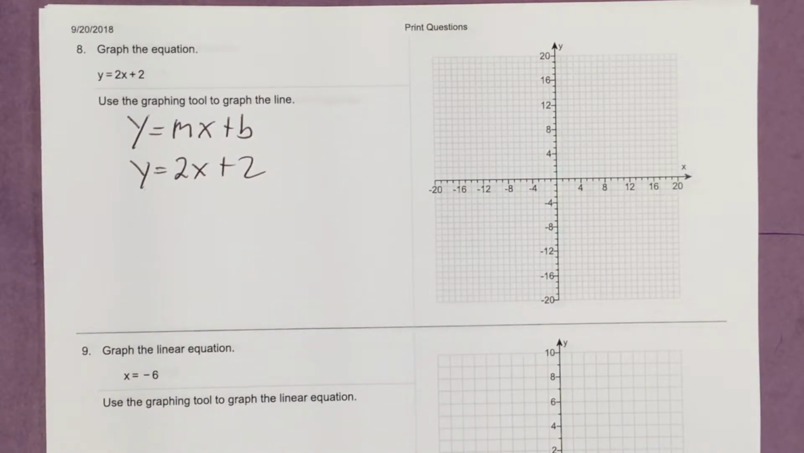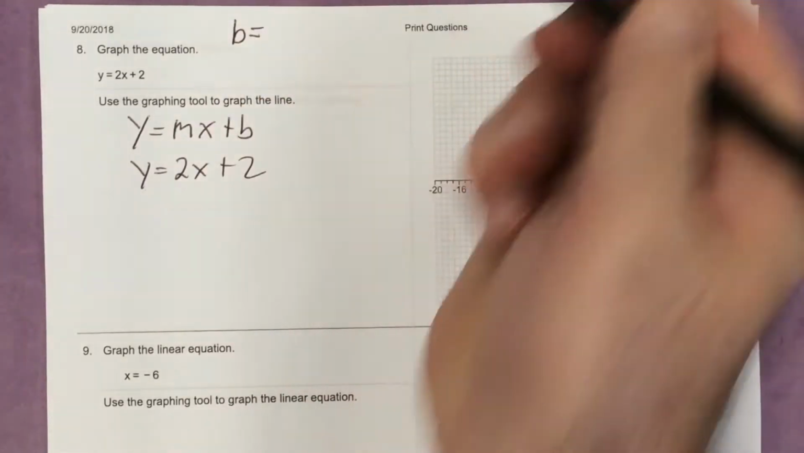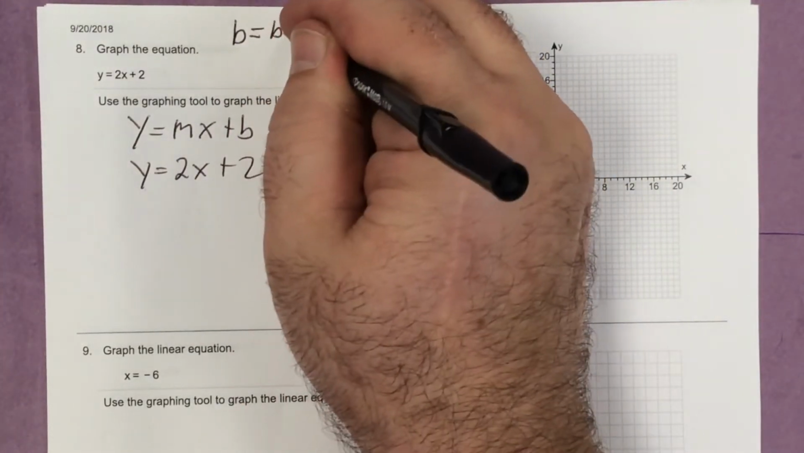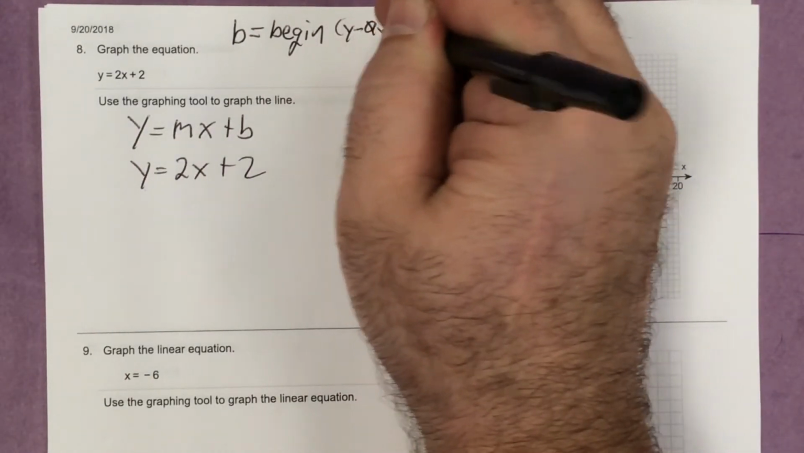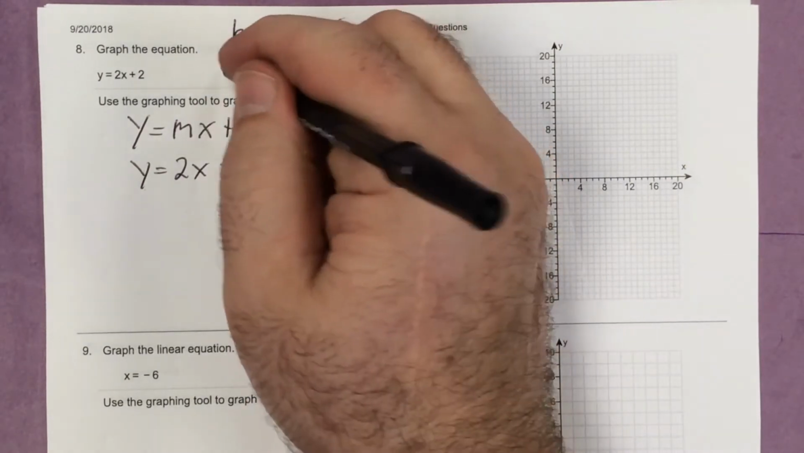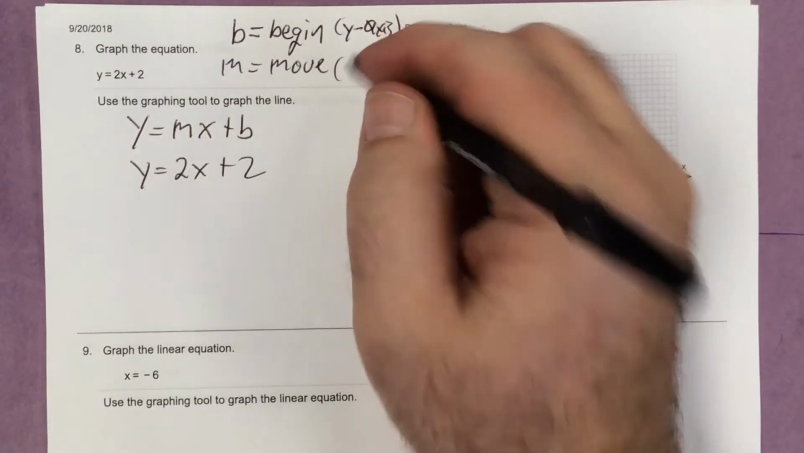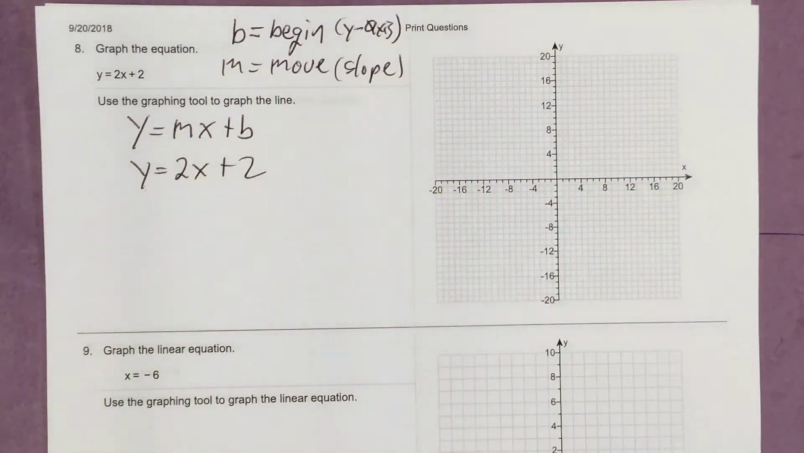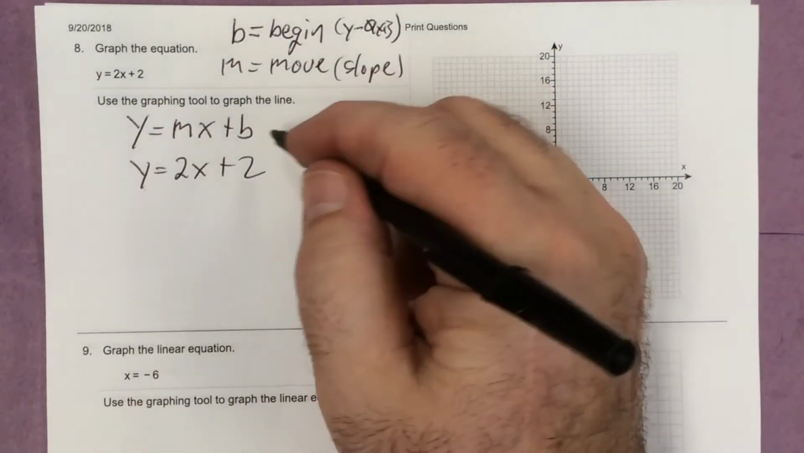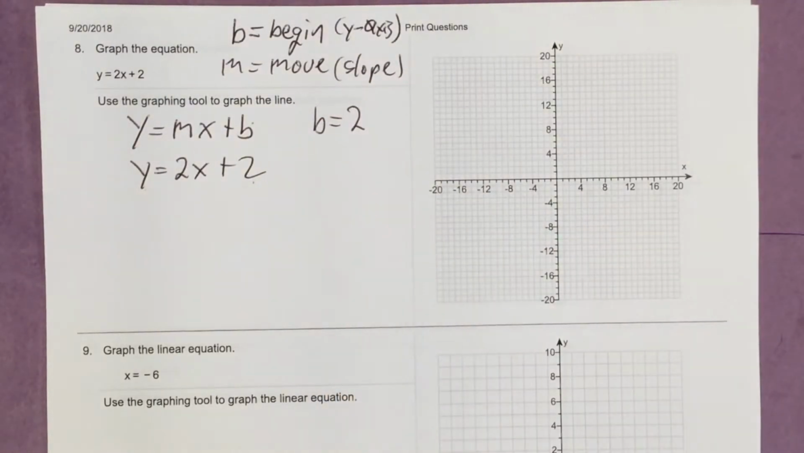So a few things to remember. When we're looking at this, the b value is going to tell you where you begin to plot these points. And where you begin is always going to be on the y-axis. The m part is going to tell you how to move. But remember, this is the slope. Okay, so let's just take these one by one here. So for this one, from the equation here, we can see that b is going to equal a positive 2.